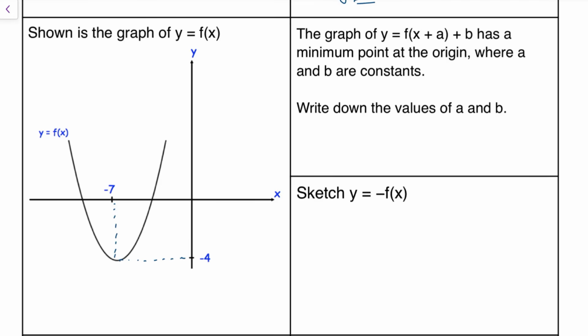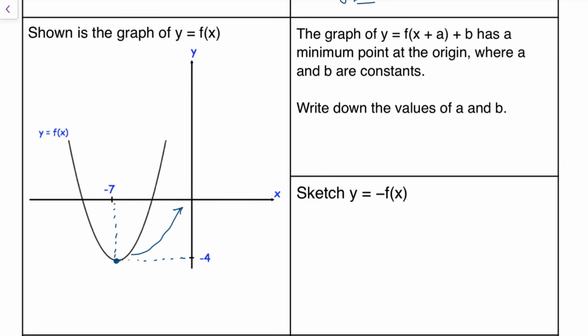Okay, this is clever. I like this question. It's a reverse question to how it normally is worded, because normally you start at the origin and move it. Here I'm starting here, and I want to move it back to the origin. So in other words, I am going to, well, what did it say? So the graph of y equals f of x plus b has a minimum point.